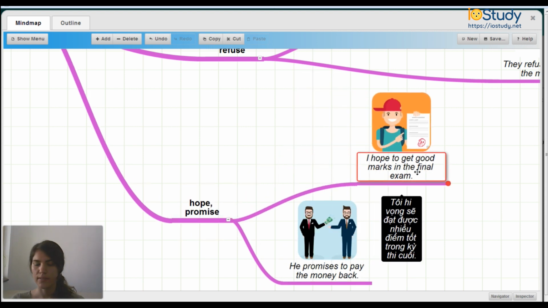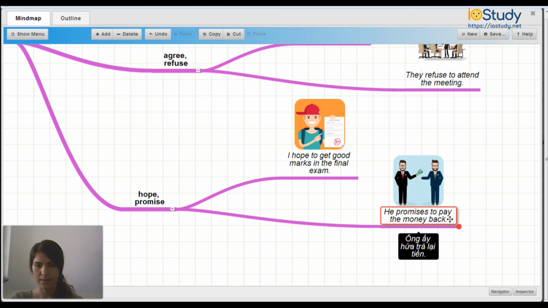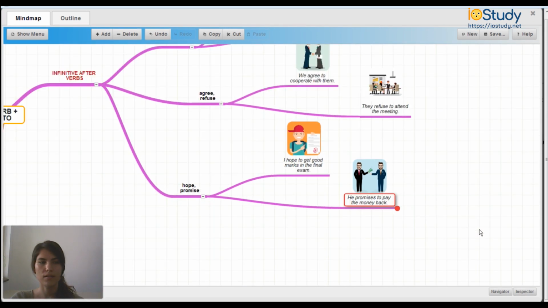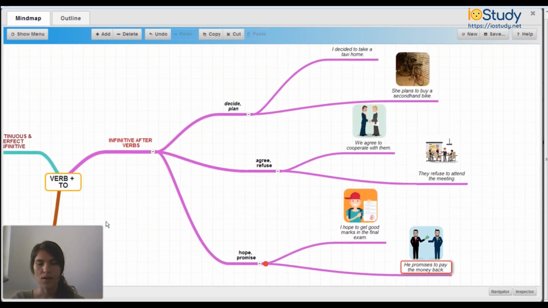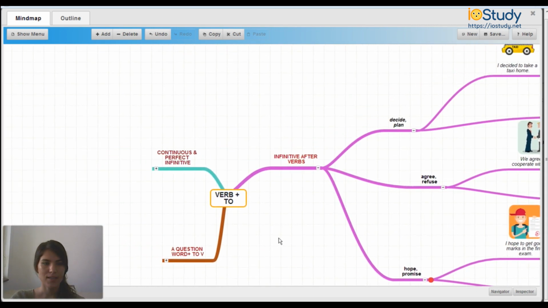So here are some examples. I hope to get good marks in the final exam. And he promises to pay the money back. So as you can see in both of these, we're using hope and promise plus the infinitive. Okay, so here is your completed slide for infinitive after verbs.